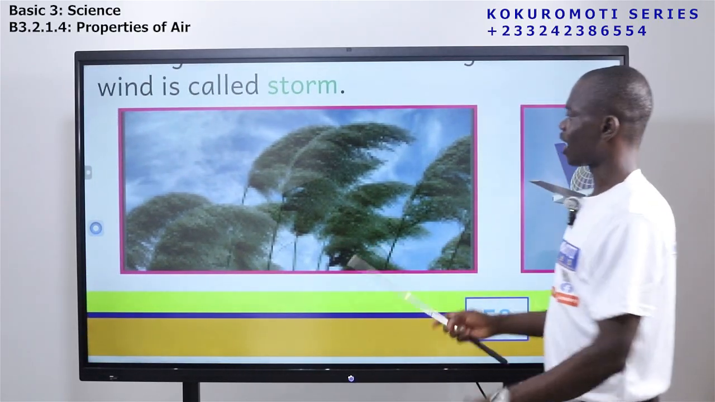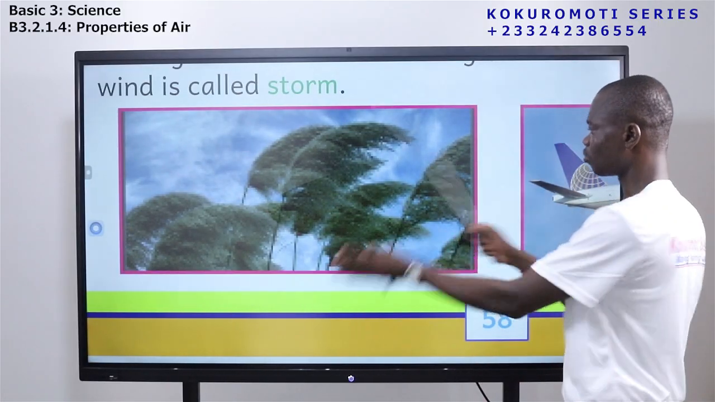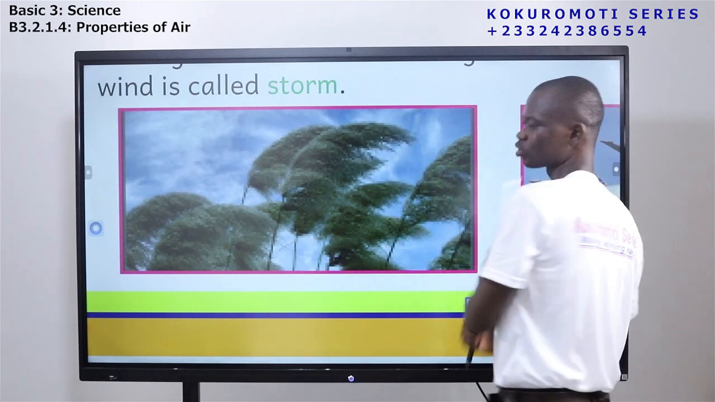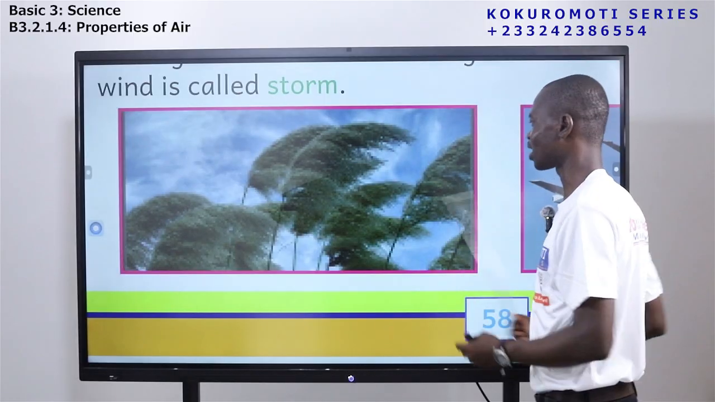These are plants. Look at the leaves. The leaves are all blowing towards one direction, meaning air is moving them towards that direction. So air blows things like leaves of plants.